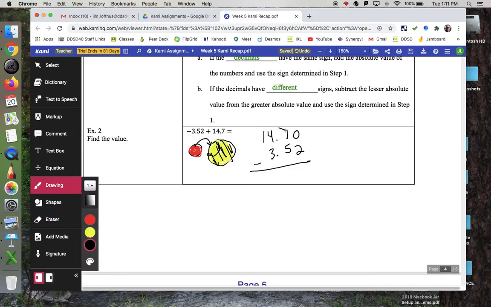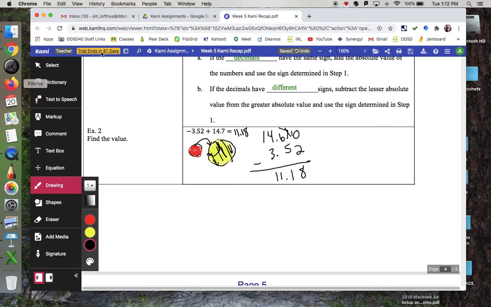Can't take 2 from 0. So to borrow, rename. 10 minus 2 is 8. 6 minus 5 is 1. 4 minus 3 is 1. So it is a positive. We know the answer is going to be positive, 11.18. And notice how it got smaller than 14. And that's as far as we got on Kami today.